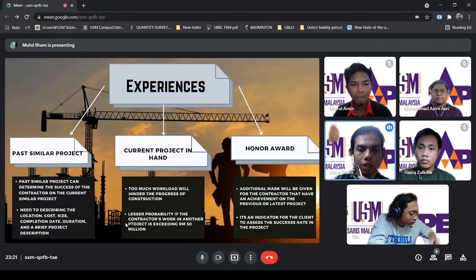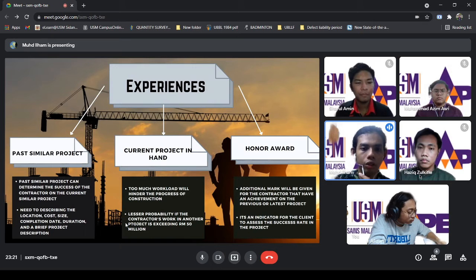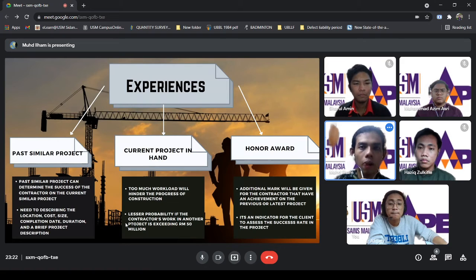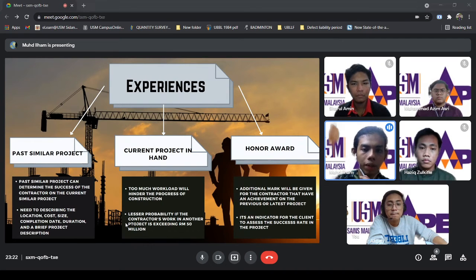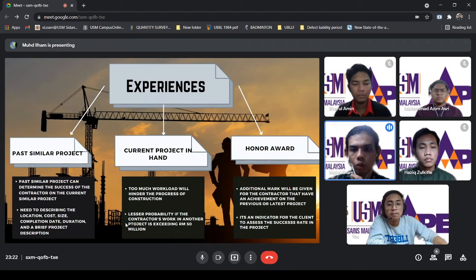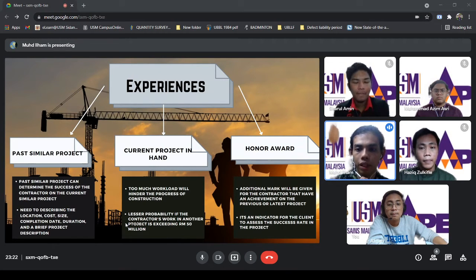The second one is current projects in hand. In this case, if the contractor has too much workload, it can hinder the progress of the construction. In this part, we will evaluate if the contractor's work is exceeding 50 million, then there will be a lesser probability for them to be awarded. The third is honor award. In this part, additional marks will be given to the contractor that has achievements in previous or even the latest projects that they handled. It's also an indicator for the client to assess the success rate in the project.